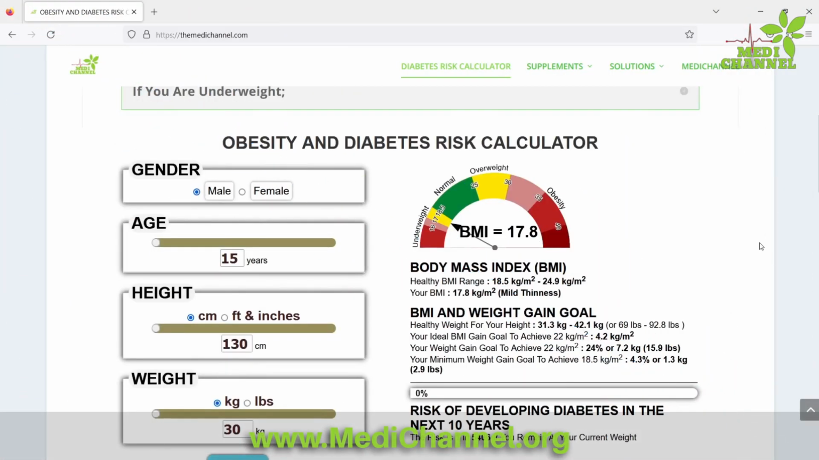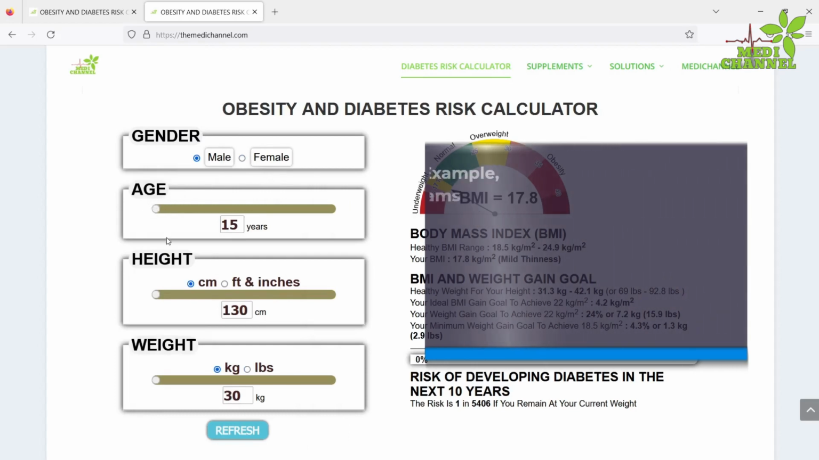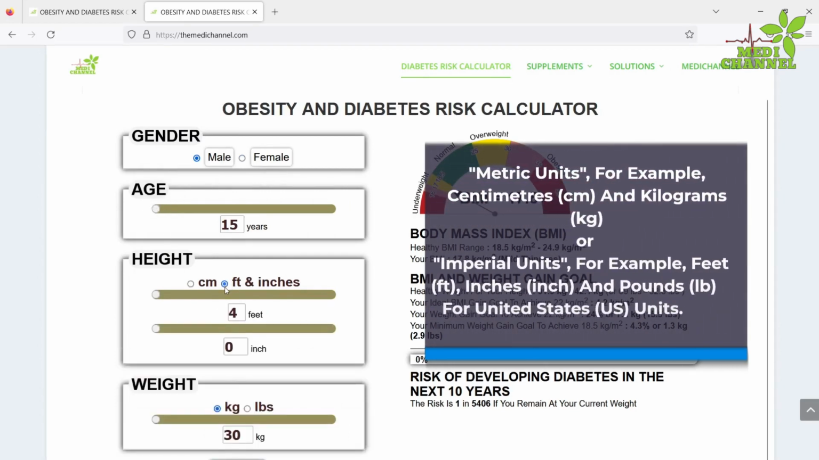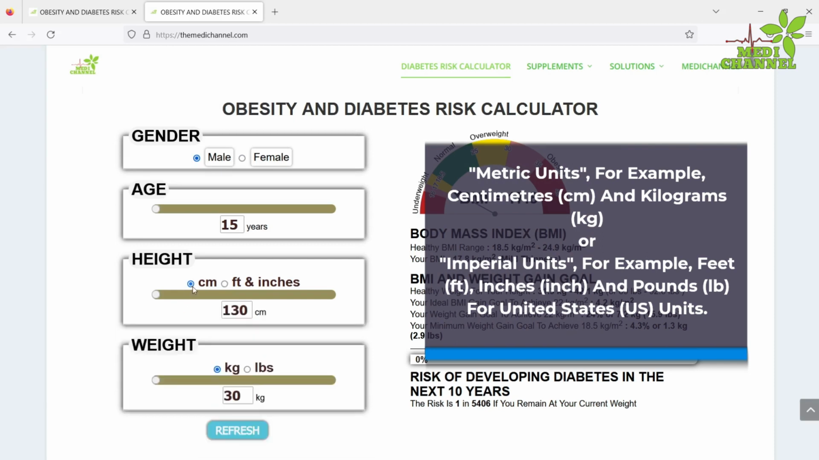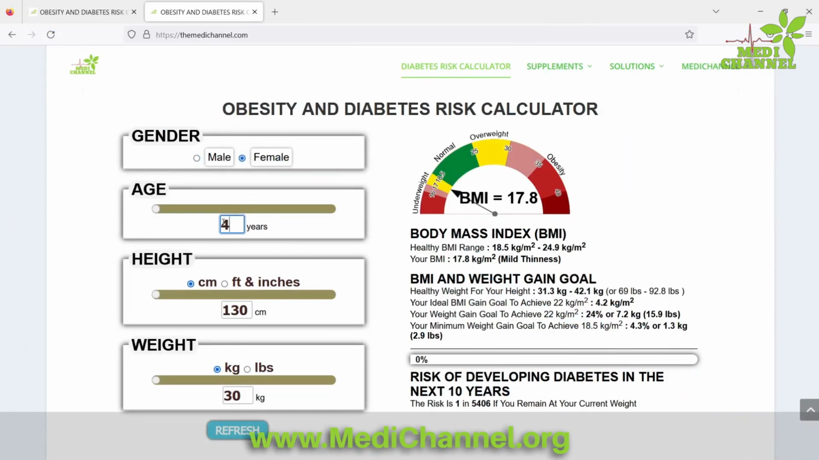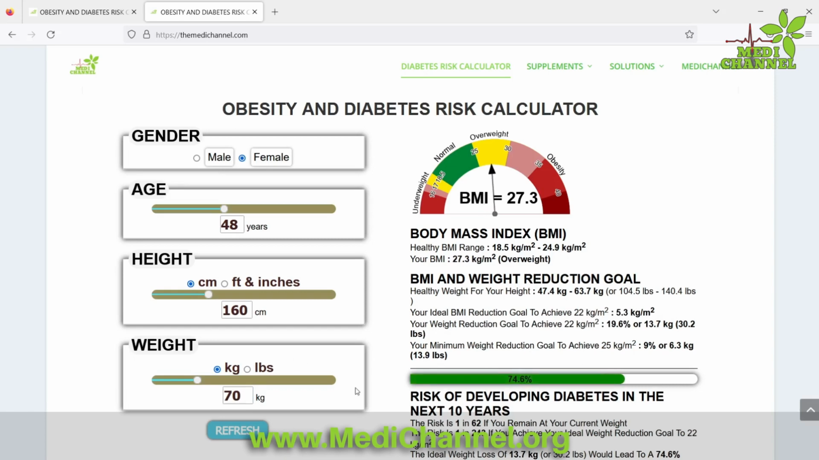The calculator requires 4 inputs to calculate its outputs accurately. They are your gender, your age, your height and weight. You can use the metric units, for example, centimeters, cm, and kilograms, kg, for worldwide measurements, or the imperial units, for example, feet, ft, inches, inch, and pounds, lb, for United States units. For example, let's assume you are a female of 48 years with a height of 160 centimeters, or 5 feet 3 inches, and a weight of 70 kilograms, or 154.3 pounds.